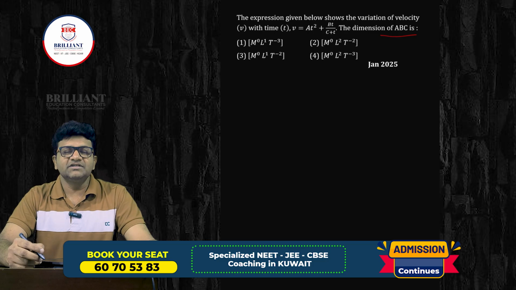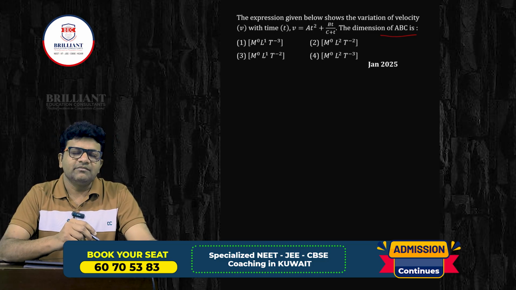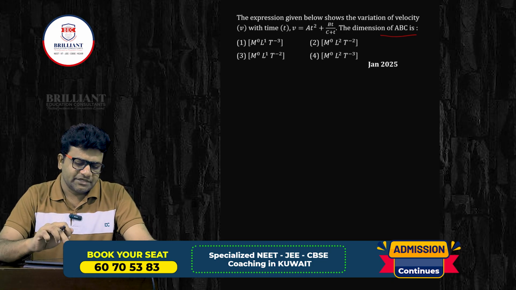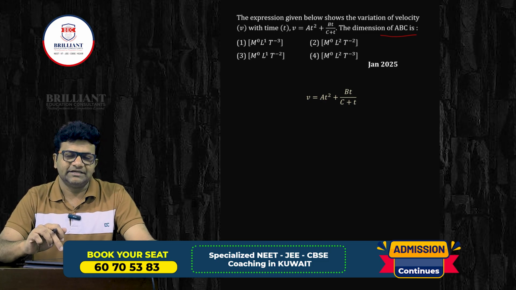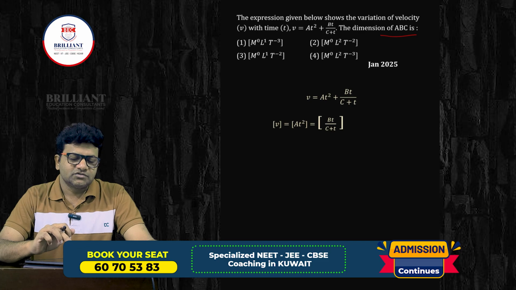The method is: first the dimension of a, then b and then c, then multiply a, b, c. So we get the dimension of abc. So in the question, you can see v equal to at² plus bt by c plus t. So this is the question. Then to solve this, we have to apply the principle of homogeneity.